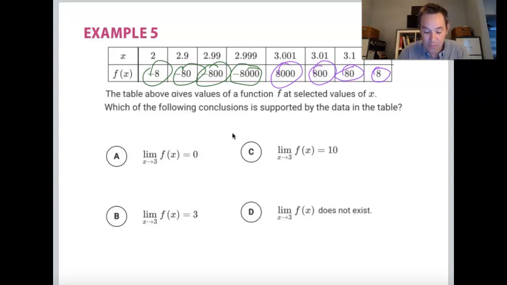Remember, for an overall limit to exist, the limit on either side of your limiting value has to be approaching the same thing. In this case, to the left of the limiting value, our y values are getting really negative, and to the right, we're getting really positive. So I wouldn't expect that they are approaching the same thing. The best supported case is that the overall limit does not exist.